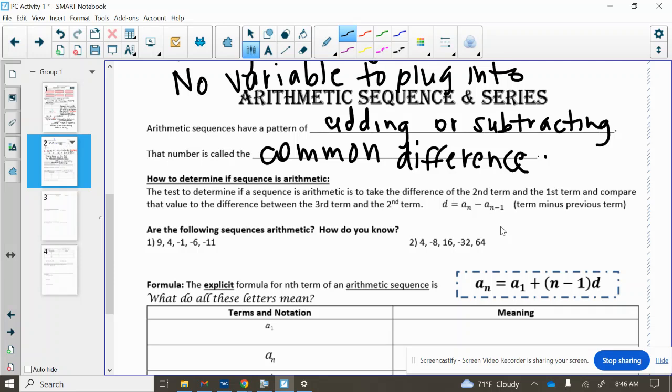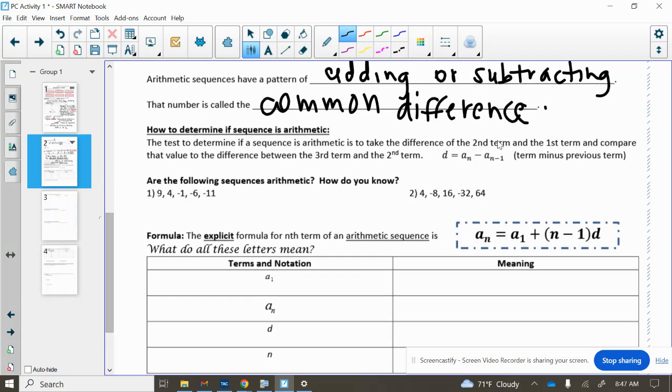How do we get that value? Well, each time you're going to look at the term and then the term before it and check, okay, does this consistently add or subtract by the same value each time? So your current term minus its previous term. So if we look, for instance, going from 9 to 4, we subtracted 5. To go from 4 to negative 1, we subtracted 5. Negative 1 to negative 11, we subtracted 5. So this one is going to be a yes because each time we subtracted 5.